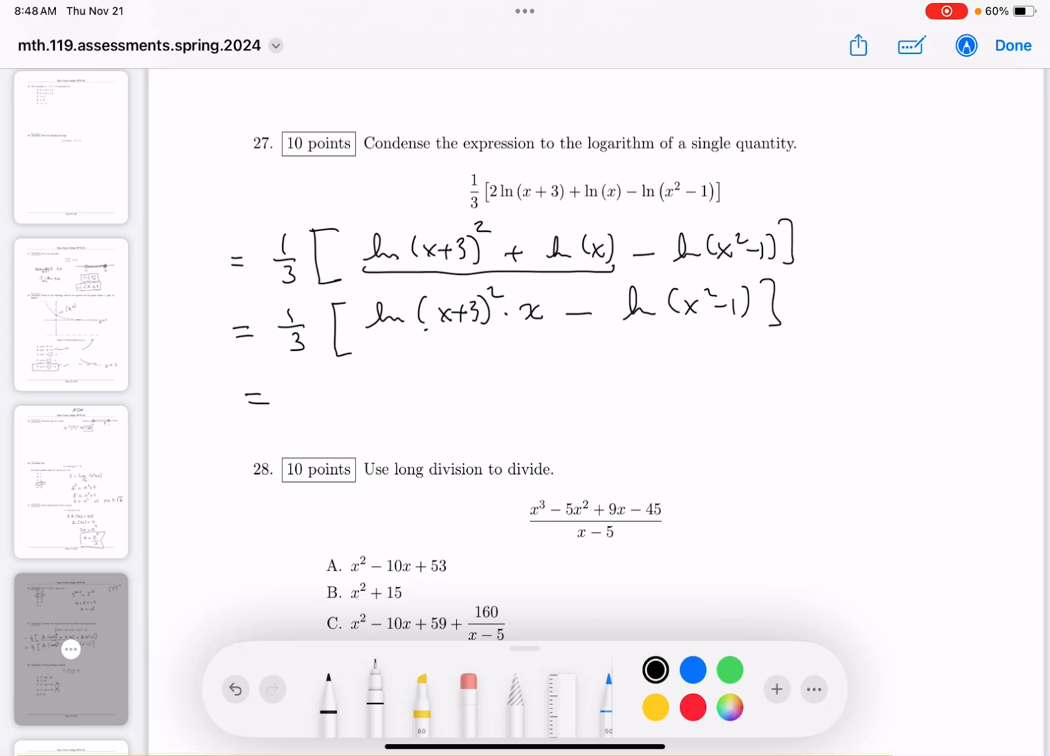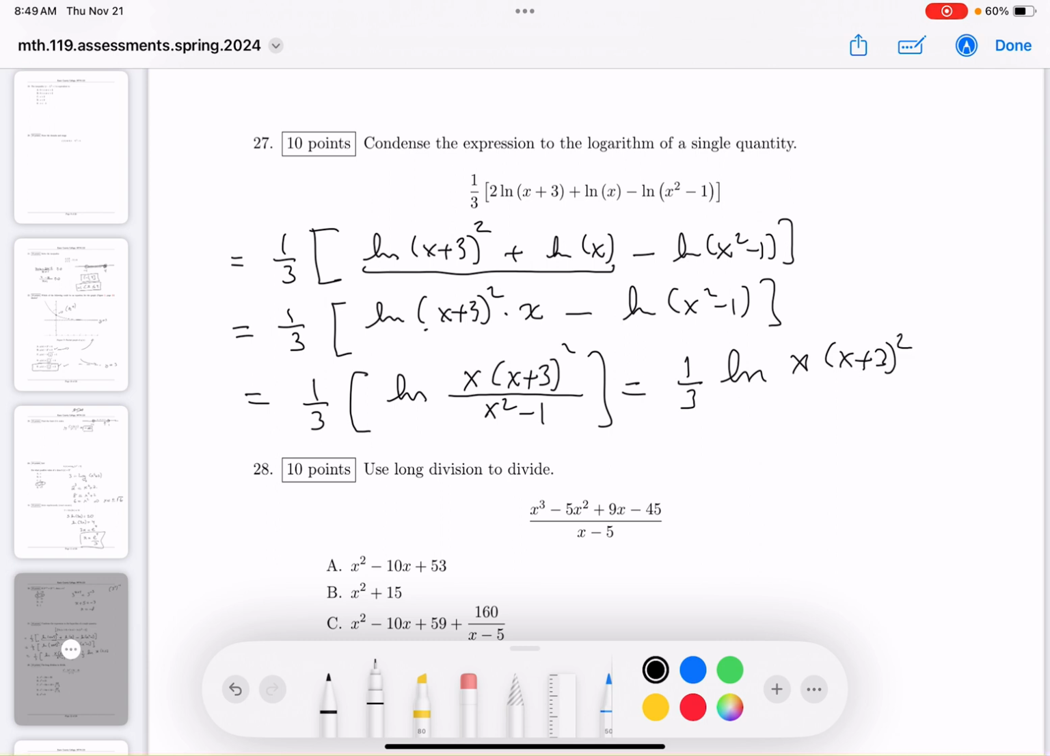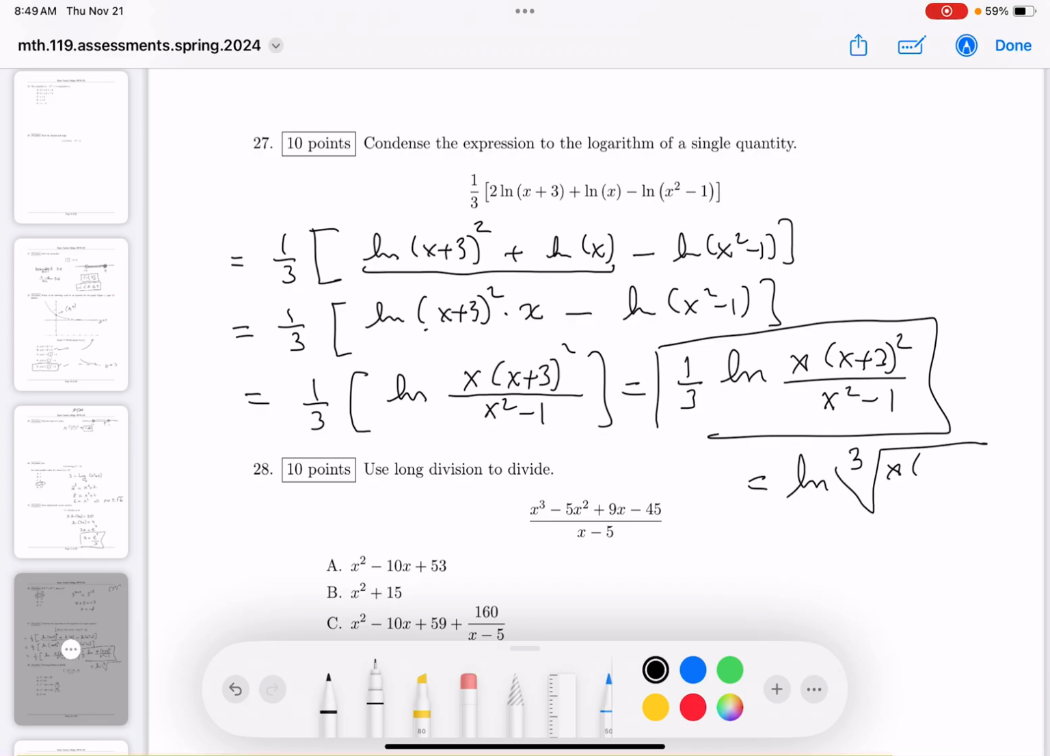I'm going to keep moving. It's 1/3. I'm still on the inside. It's the natural log. I see a division now. It's going to be x plus 3 squared over x squared minus 1. Now again, this is about it, but if you want to, you can bring the third in there. It's just going to be 1/3 natural log of x plus 3 squared over x squared minus 1. This is sufficient, by the way. You can also rewrite it, if you like, as a cube root problem. The natural log of the cube root of x plus 3 squared over x squared minus 1.